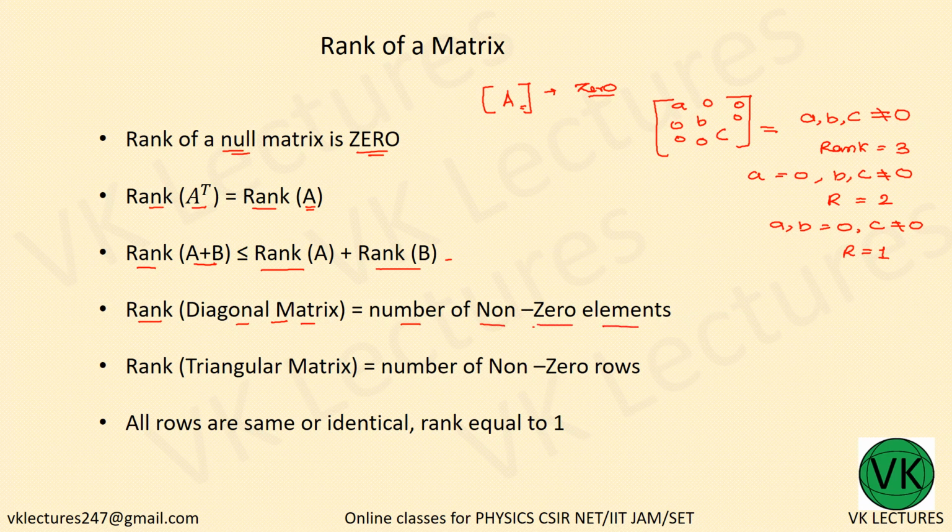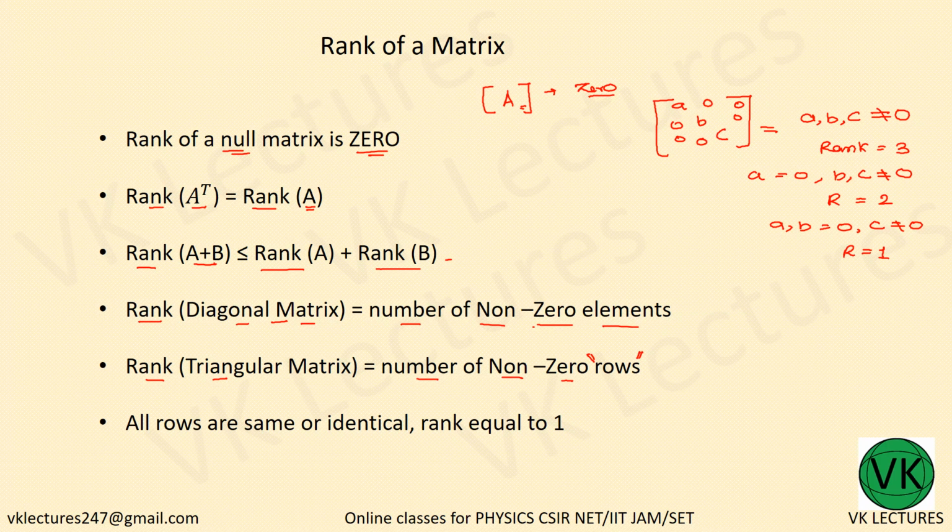Okay. Now for a triangular matrix, the rank is equal to the number of non-zero rows. Here please remember, it is non-zero rows. A row should not be 0. You have to count the entire rows which do not consist of zeros.